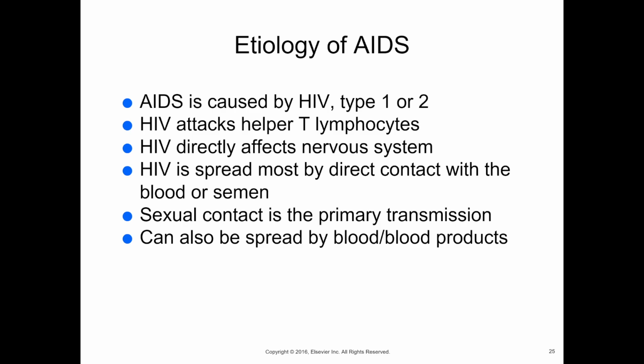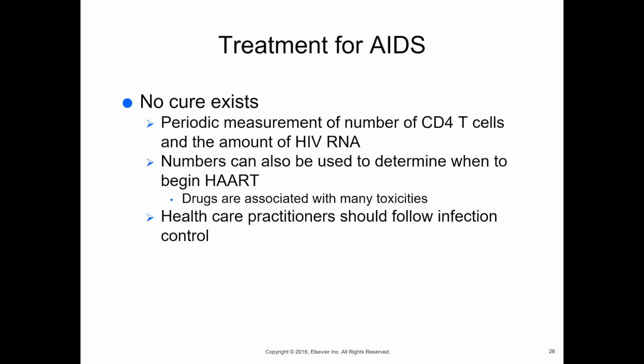In practicality, sexual contact is the primary transmission. We're talking about diagnosing it. We look to the lab to do a test called an ELISA, which is an enzyme-linked immunosorbent assay. And then you would take that test and run some other tests like a Western blot, etc. There is no cure, but there are some important treatments that do exist.